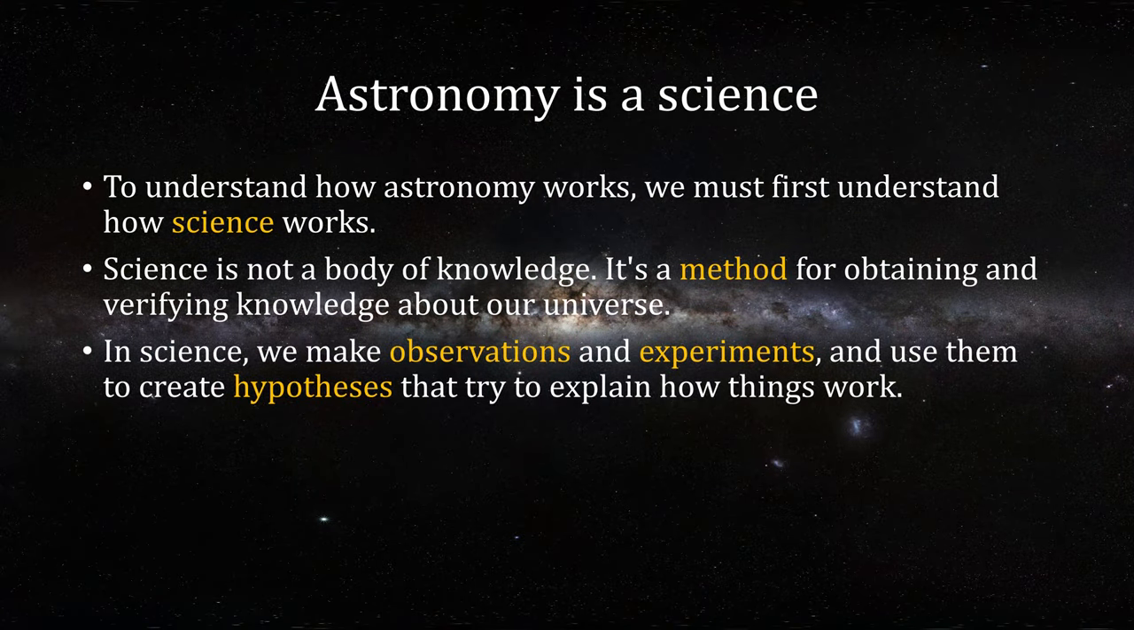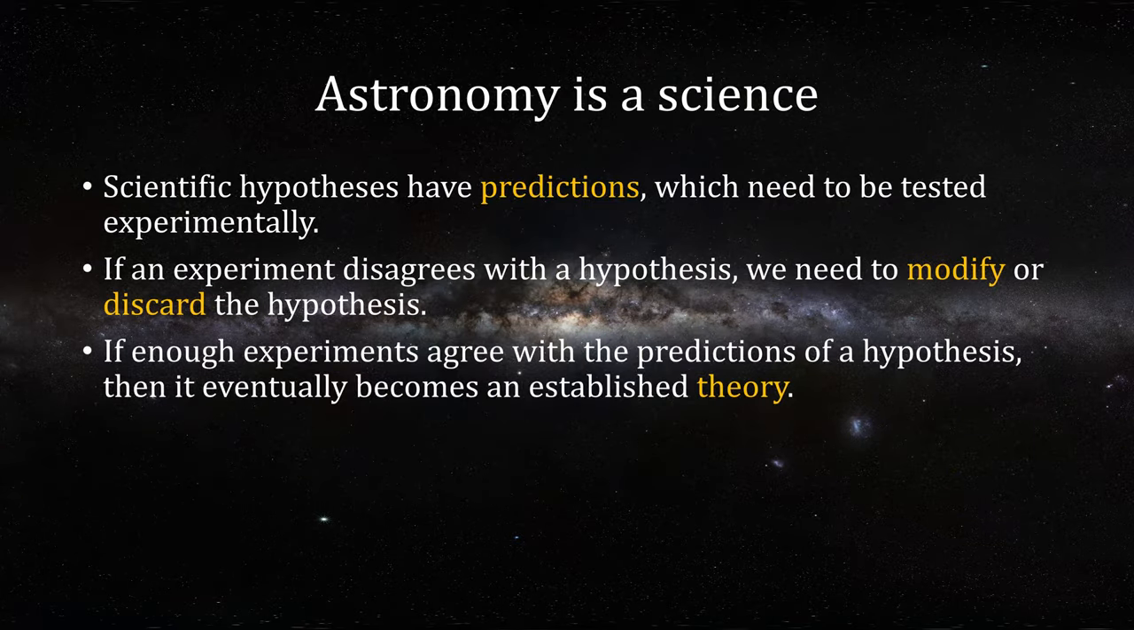Astronomy is a science, so to understand how astronomy works, we must first understand how science works. Science is not a body of knowledge. It's a method for obtaining and verifying knowledge about our universe. In science, we make observations and experiments and use them to create hypotheses that try to explain how things work. Scientific hypotheses have predictions which need to be tested experimentally. If an experiment disagrees with the hypothesis, we need to modify or discard the hypothesis. But if enough experiments agree with the predictions of a hypothesis, then it eventually becomes an established theory.